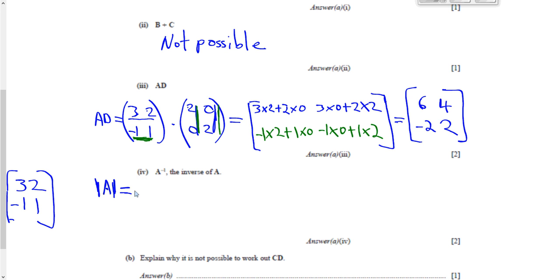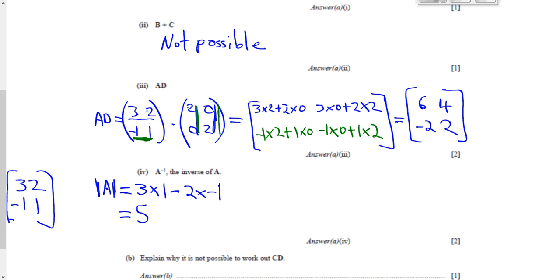3 times 1, all right, minus 2 times negative 1. All right, so that's our determinant, and if we solve for that, our determinant is going to be 3 times 1 is 4, minus 2 times minus 1, minus minus 2, which will be positive 5.